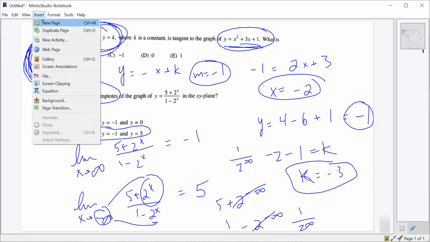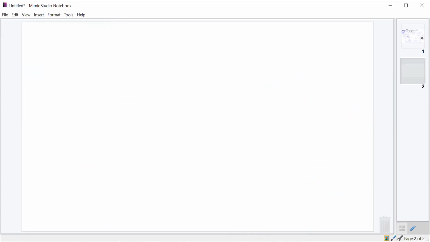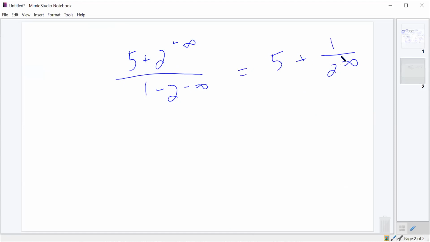I'm writing this really horribly. Let me write it on a separate page here so it's easier to see. 5 plus 2 to the negative infinity, over 1 minus 2 to the negative infinity. So this becomes 5 plus 1 over 2 to the infinity, and this becomes 1 minus 1 over 2 to the infinity.